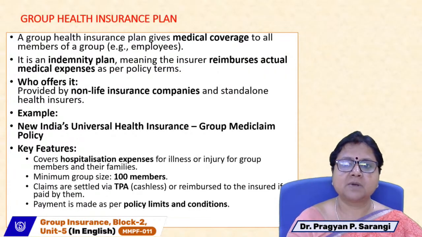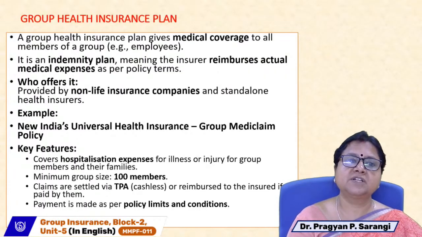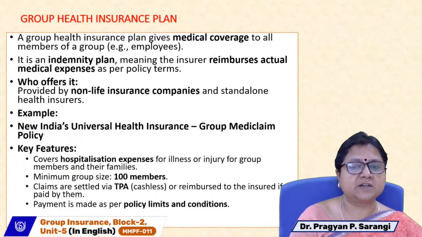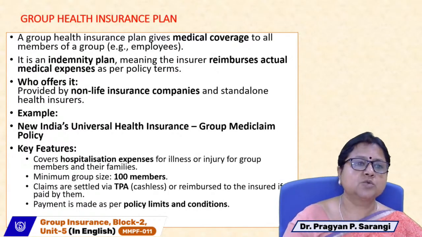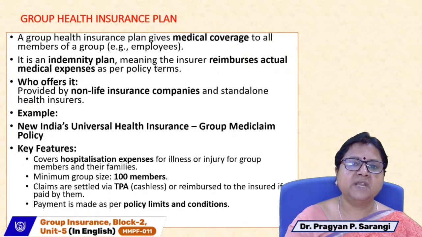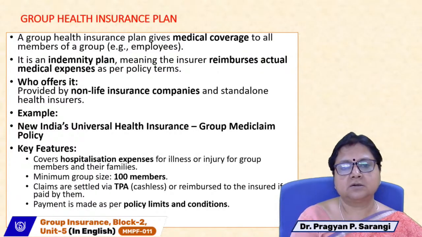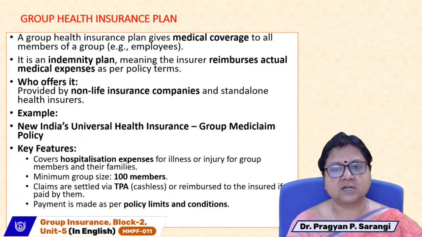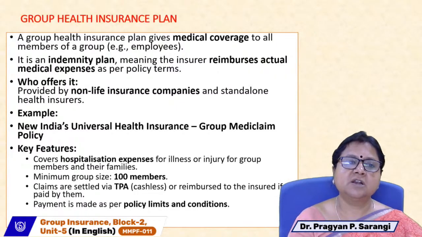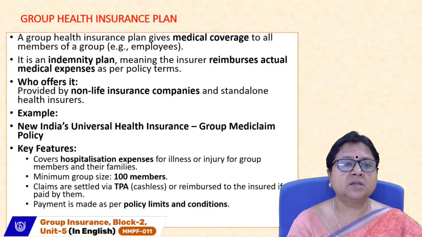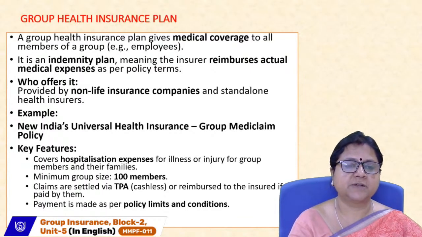As I was discussing, some companies get medical coverage for the employees as well as their dependents, their parents who are also aging. So it is an indemnity plan, meaning that the insurer reimburses actual medical expenses as per policy terms. So suppose there is a health issue and you have incurred expense of around 10 lakhs, and suppose your policy covers 10 lakhs or 15 lakhs, then automatically that amount will be reimbursed by the insurance company.